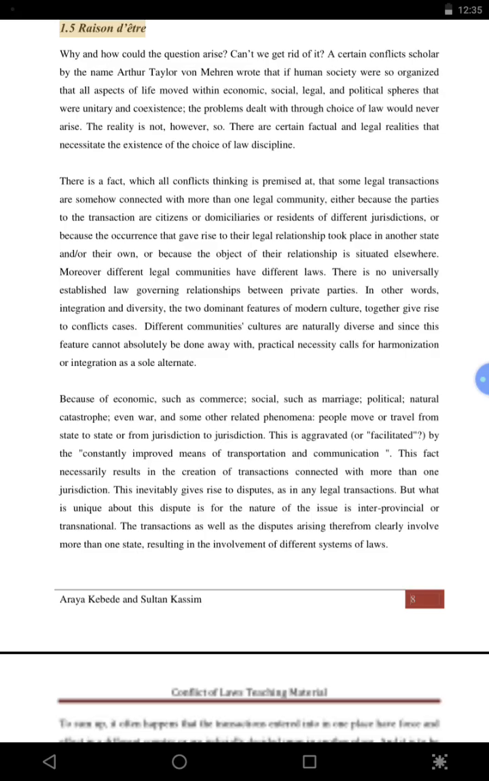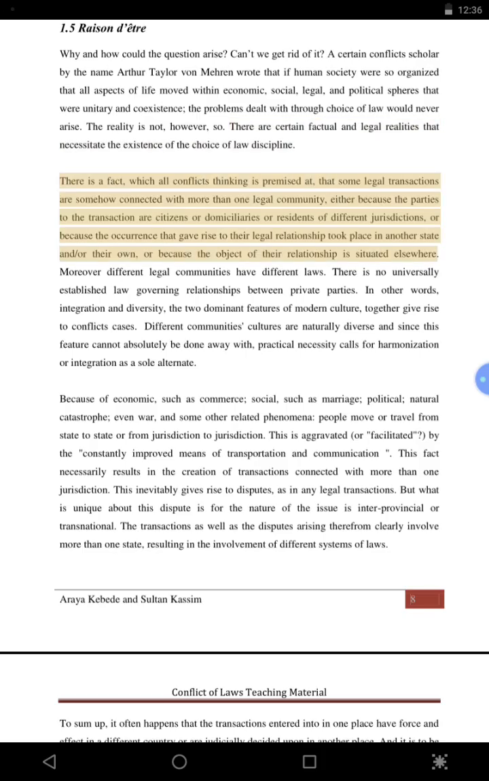1.5 Raison d'etre. Why and how could the question arise? Can we get rid of it? A certain conflicts scholar by the name Arthur Taylor von Mehren wrote that if human society were so organized that all aspects of life moved within economic, social, legal, and political spheres that were unitary in coexistence, the problems dealt with through choice of law would never arise. The reality is not, however, so. There are certain factual and legal realities that necessitate the existence of the choice of law discipline.